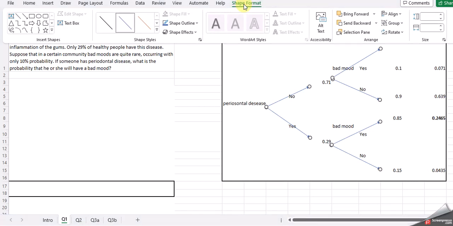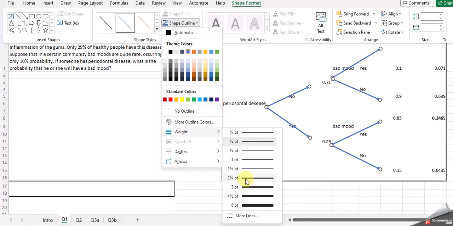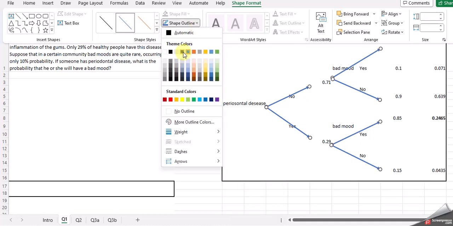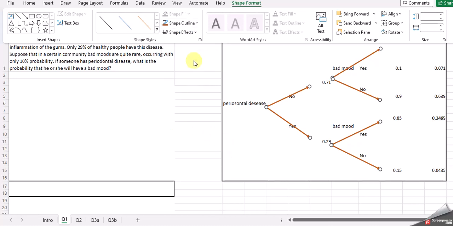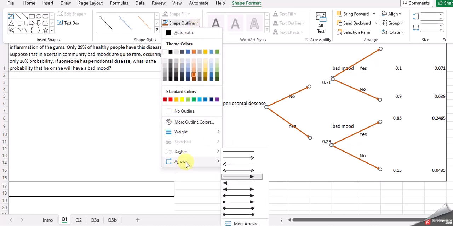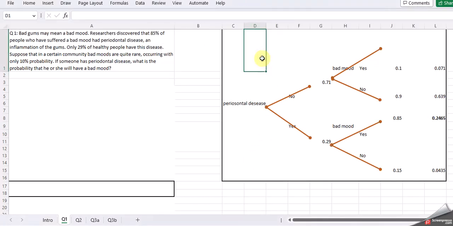Then format shape will pop up. In format shape, you can change the width and the color. If you don't like the solid lines, you can go ahead with the dash, but I prefer to keep it at the dot or a solid line. Then if you want an arrow, or if you want to keep dots on both sides, that is also okay. It's up to you how you want to customize and beautify.